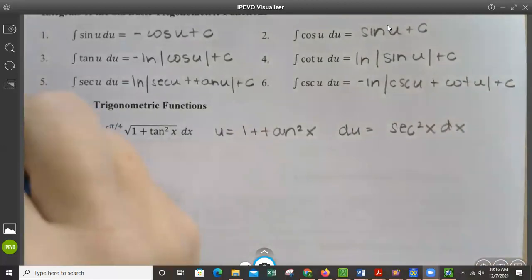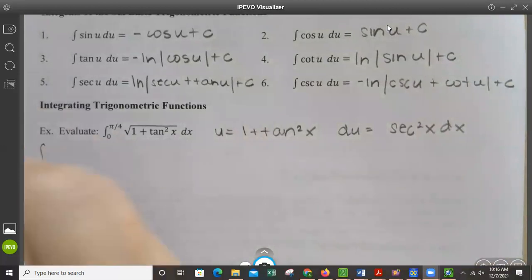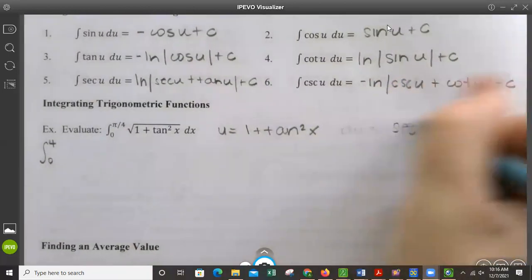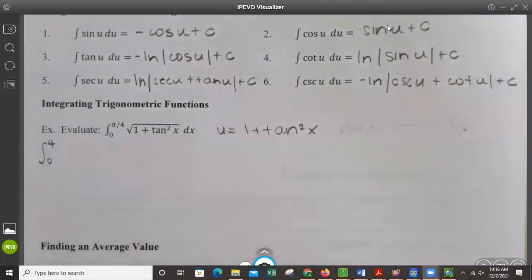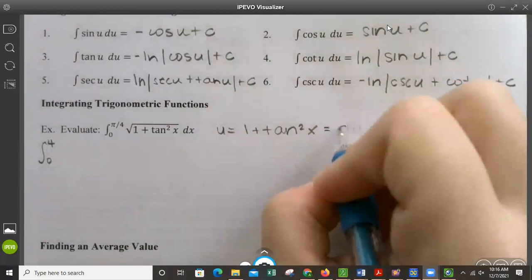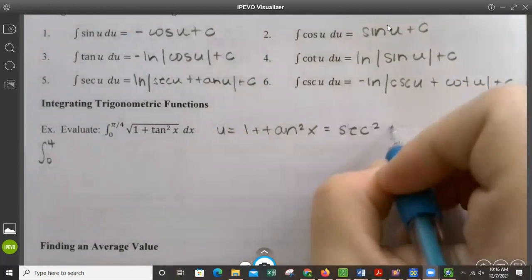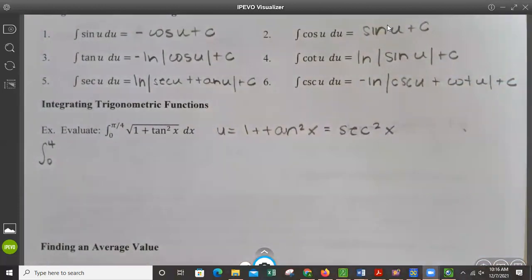Okay. So we're doing the integration. I'm sorry, I lied to you. Not this part. What is 1 plus tan squared x? It is secant squared x. That's your trig identity rules. I'm sorry, yeah, that's me.